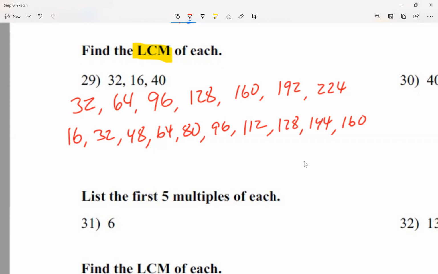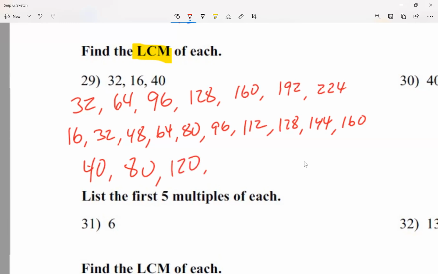Okay, now let me find some multiples of 40. So we're going to do 40, 80, 120, 160, 200, and I think that's enough.